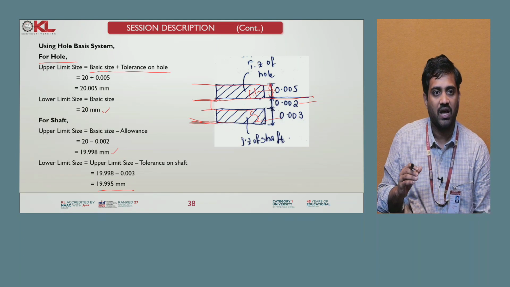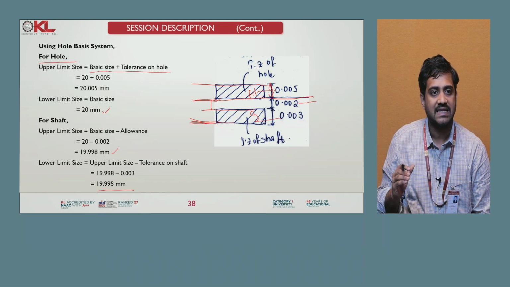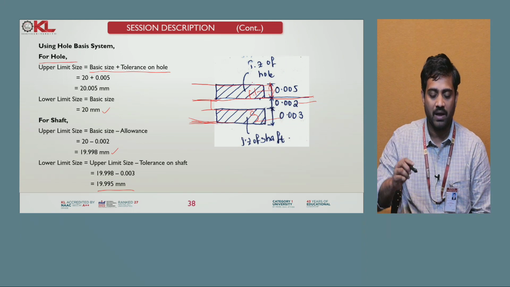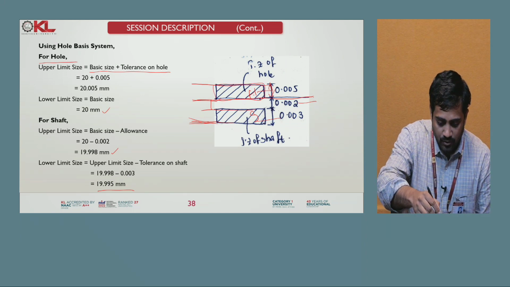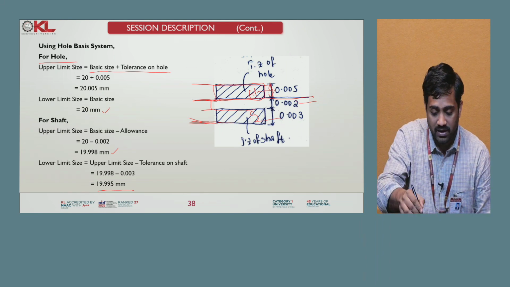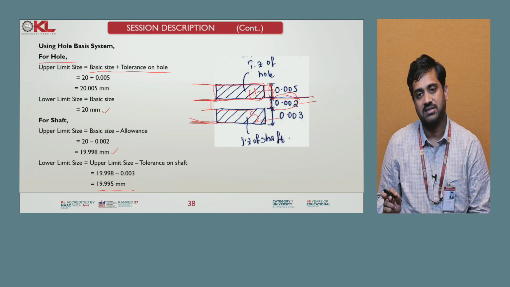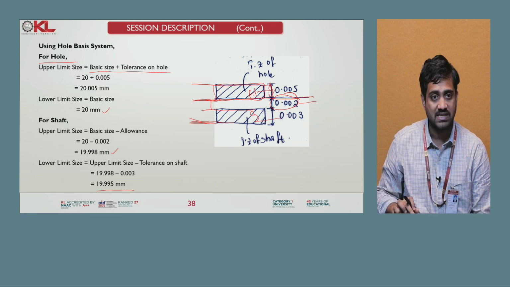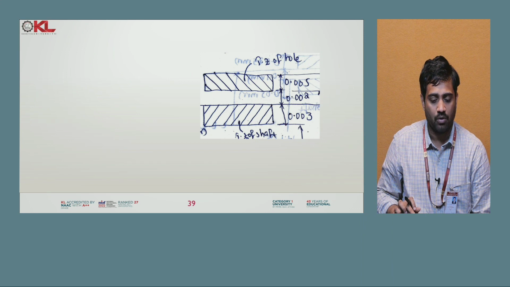Here we observed the upper and lower limit sizes of hole and shaft using the hole basis system. Here the hole is kept constant, and the shaft is the only one varying as per the given clearance. Like this we can find the upper and lower limit sizes. Now we'll do the same for the shaft basis system also.